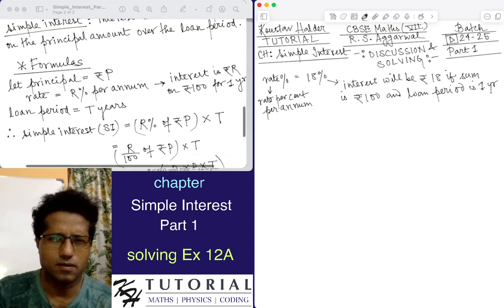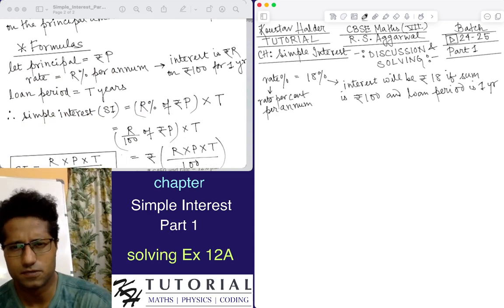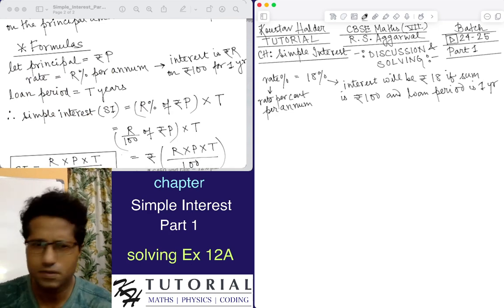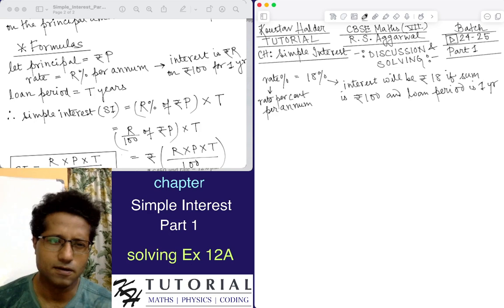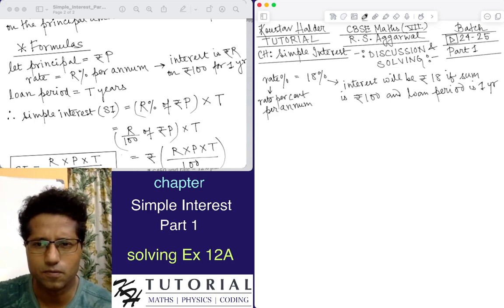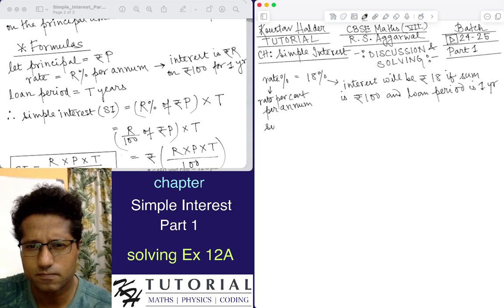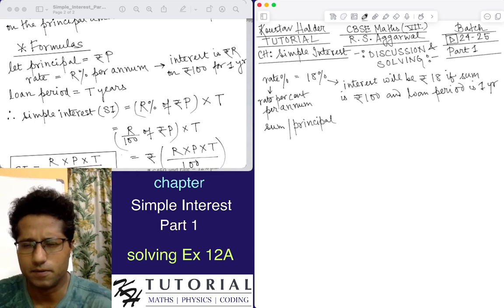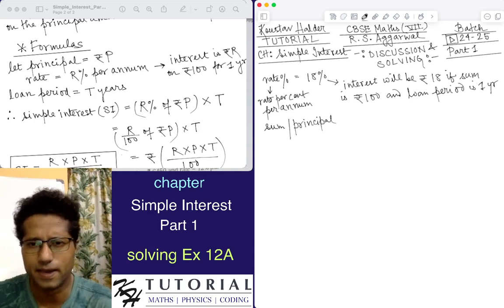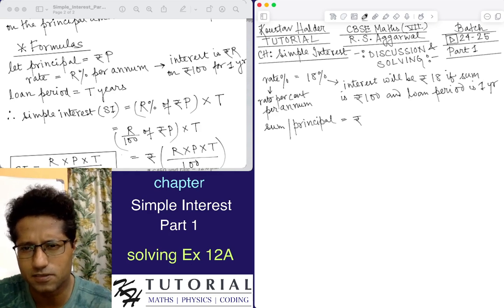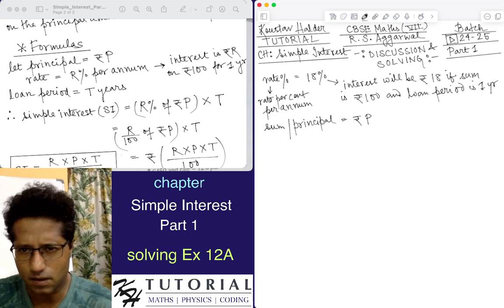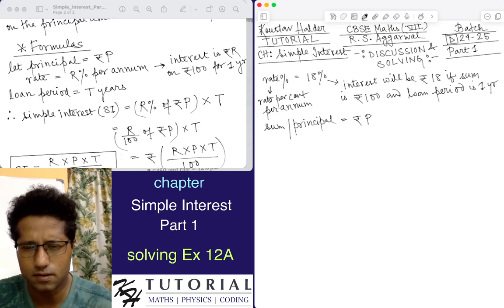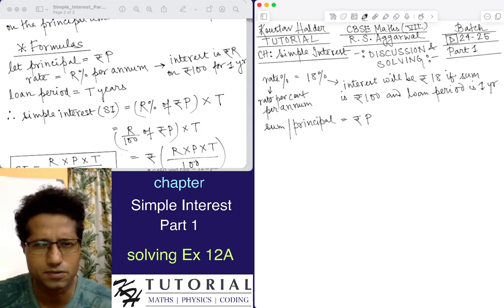Now you can see, please follow the notes, that if the sum or principal is rupees P, that is the initial amount, the total money the person is borrowing from some other person or bank. We usually use the letter P to denote the sum or principal. Let the sum or principal be P.